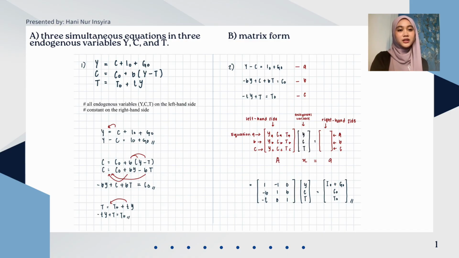The second question asks to transform the three equations into matrix form. In the matrix equation, the left-hand side consists of the coefficient matrix multiplied by the vector of endogenous variables, while the right-hand side contains the vector of constants from the three equations. Note that we put 0 for equations that do not have the endogenous variable.